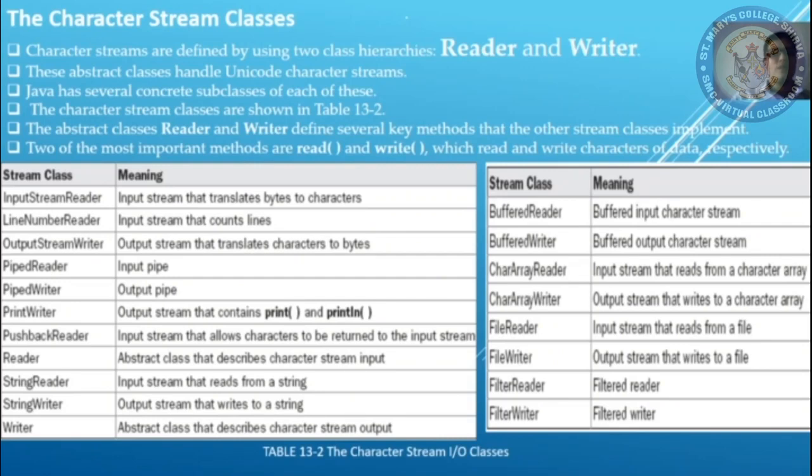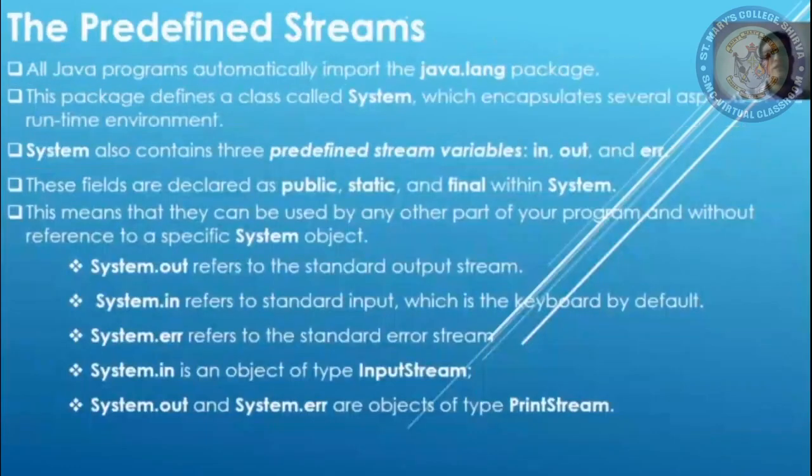Here input stream reader is there. This input stream reader translates bytes to characters. By using this stream reader, we are translating bytes to characters, and output stream writer also exists. By using that, we can define output. Okay, and just go through this table. In this, we are having input stream reader, output stream writer, which translates characters to bytes. But here these two methods, read and write, are very essential ones. We will see in the coming slides.